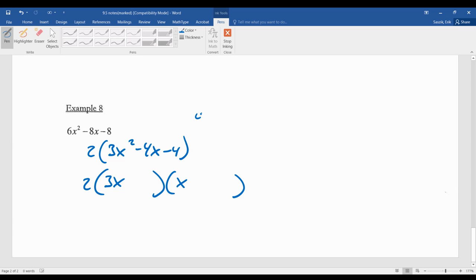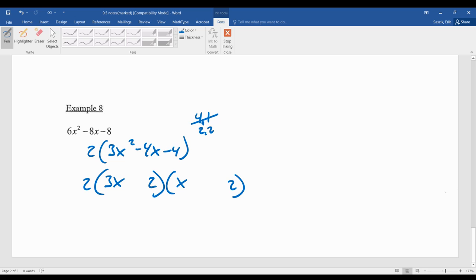Now you got a couple options here. It could be 4 and 1 or 2 and 2. I can tell you right now, 4 and 1 is not going to work. If I stick the 4 here and the 1 there, I'm going to get 12 and 1. Doesn't make 4. 4 here and 1 there would be 4 and 3. It's got to be 2 and 2.